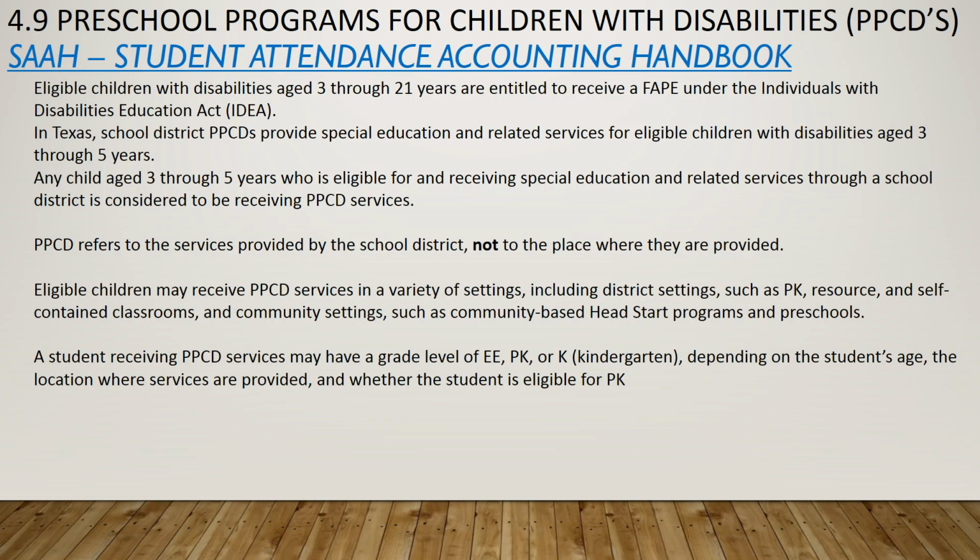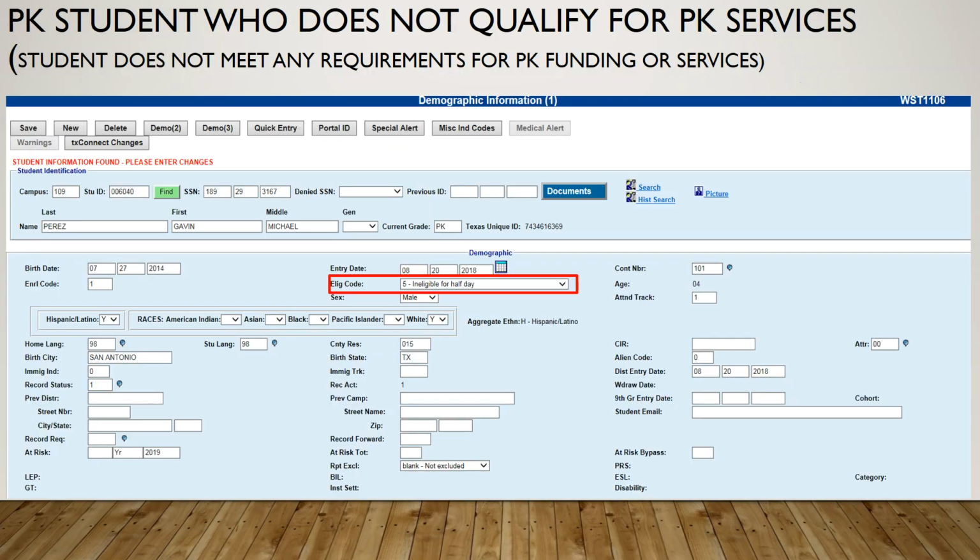Next screen is information on preschool programs for children with disabilities, the PPCD. Again, at your convenience, please read this information. Next, we'll be covering when a child does not qualify for pre-K services. Everything applies the same as registration for a student who qualifies for pre-K. The only difference is the eligibility code will be a 5.